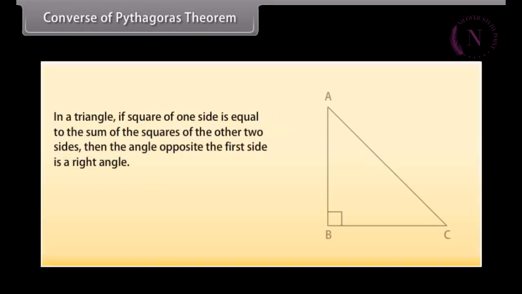Converse of Pythagoras theorem. In a triangle, if the square of one side is equal to the sum of the squares of the other two sides, then the angle opposite the first side is a right angle. Example of Pythagoras theorem.